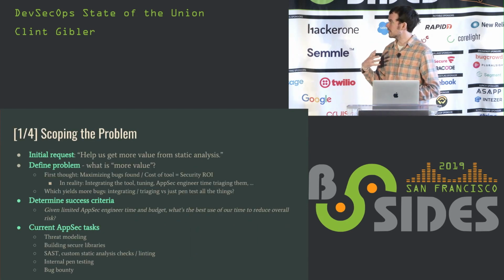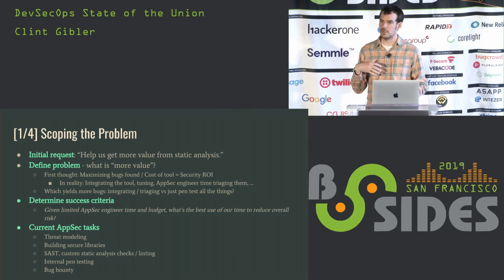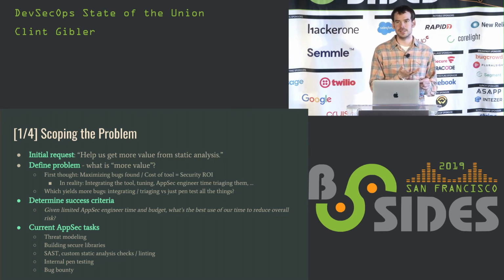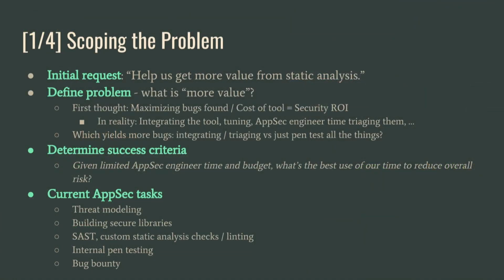Initially, this project is a bit vague. More value, what does that even mean? At first thought, you might think, OK, let's try to maximize the bugs found and then divide that by the cost of the tool, and boom, you have your security ROI. But there's a lot of hidden costs there, right? In reality, integrating the tool into your CI/CD pipeline, tuning it, the AppSec engineer time triaging, that's a non-trivial amount of cost. I don't know any company that's like, oh, we've got plenty of AppSec engineers and they have so much free time, they're just twiddling their thumbs, right?